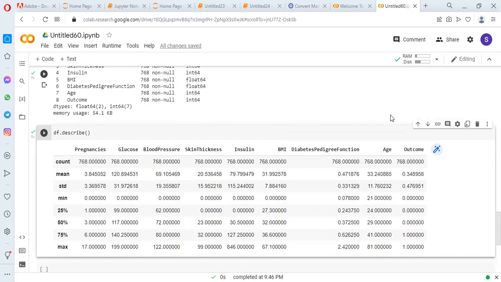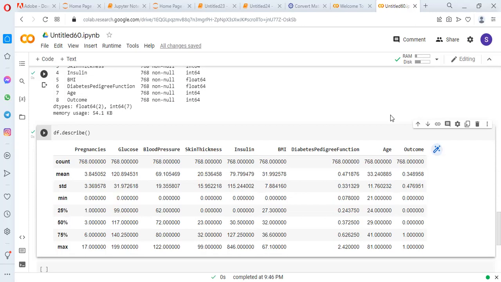That is, what will be my mean value. The mean value of pregnancies is calculated. The mean value of glucose is calculated with respect to each of my attributes or columns. The mean value of skin thickness and insulin is also calculated. Similarly, the standard deviation of pregnancy and glucose is calculated, and so on. The minimum value and the maximum value are also calculated.